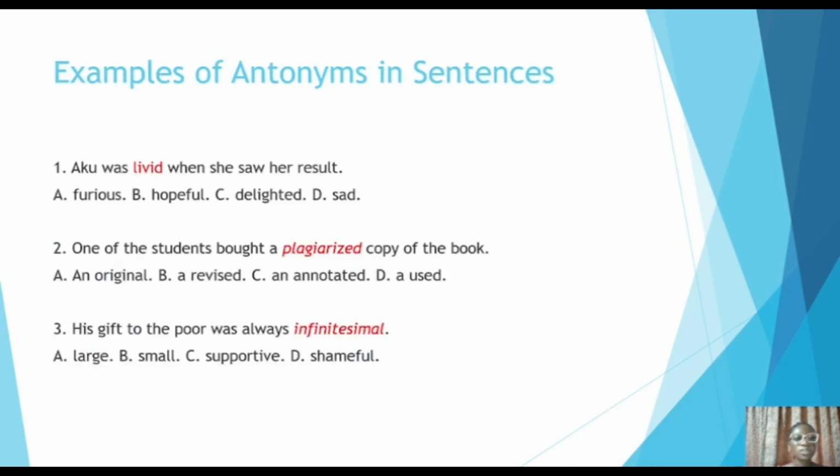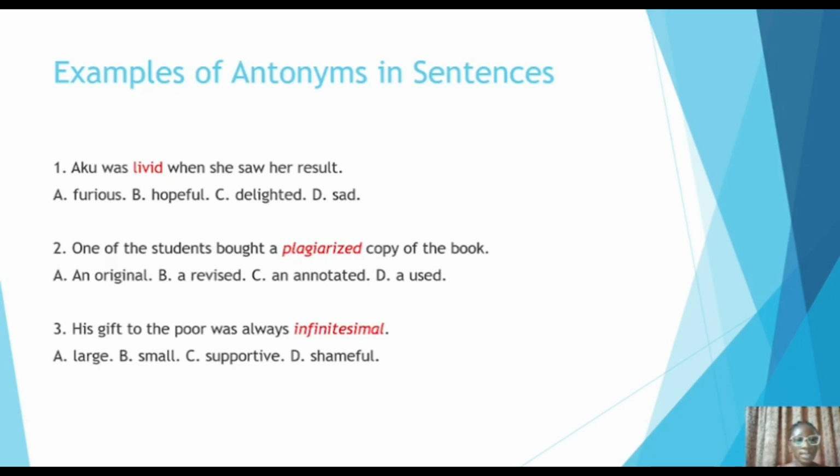So now let's look at some examples of antonyms in sentences. The first sentence we have here, Aku was livid when she saw her results. And we have options A to D. A, we have furious, B, hopeful, C, delighted, and D, sad. Now, what does livid mean? Livid means great anger, and we are looking for the antonym. So it's very easy to pick out the answer. The correct option here is option C. That's the opposite. If you're not angry, you can be delighted. So Aku was delighted when she saw her results.